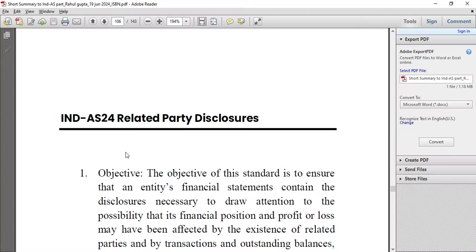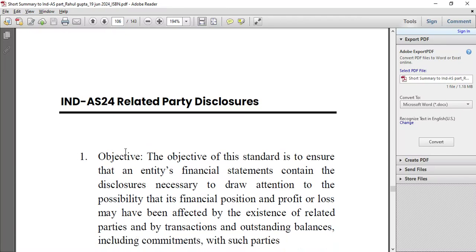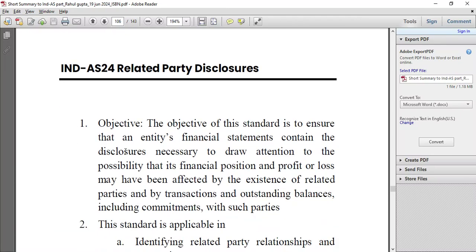Hi everyone, today we'll discuss Ind AS 24, Related Party Disclosures. The objective of this standard is to ensure that an entity's financial statements contain the disclosures necessary to draw attention to the possibility that its financial position and profit or loss may have been affected by the existence of related parties and by transactions and outstanding balances, including commitments, with such parties.